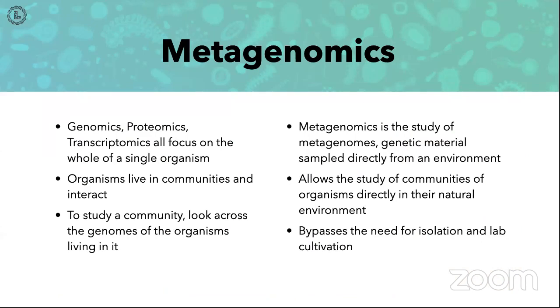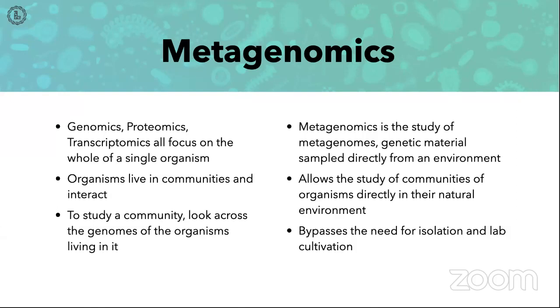Unlike proteomics, genomics, and transcriptomics, which all focus on the whole of a single organism, organisms in the microbiome live in communities and interact with each other. And so when we study them, we want to study the community and the most dominant and functional members of that community. So the metagenomics approach is an approach to study genetic material sampled directly from an environment, which allows the study of communities of organisms directly in their natural environment and bypasses the need for isolation and lab cultivation.